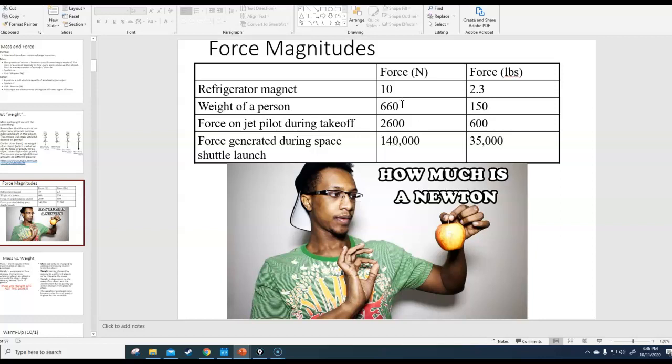Okay, so when we're doing a problem and I say the guy has a weight of 660 newtons, just to put that in context, 660 newtons is only about 150 pounds.